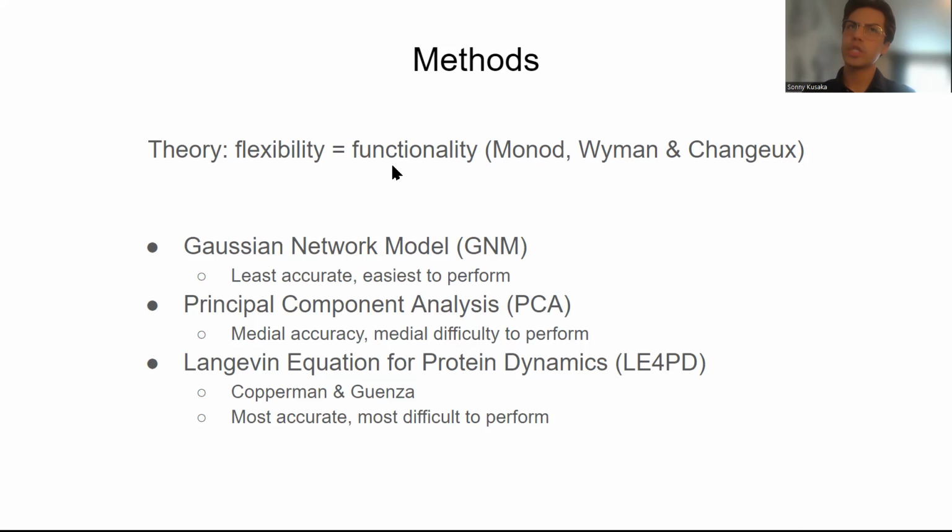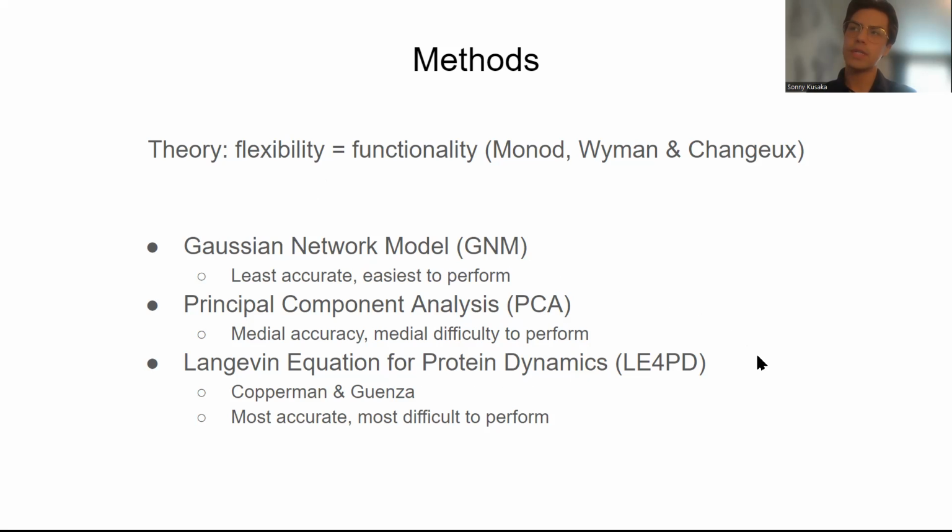they developed a theory in which the more flexible a region of the protein is, the more likely it is to exhibit binding characteristics. High flexibility means that the part of the protein that's flexible can occupy many different conformations in space. So the more conformations in space it can occupy, the more likely it is to be able to bind to something. So I used 3 different methods: the Gaussian network model, principal component analysis, and also the Langevin equation for protein dynamics.